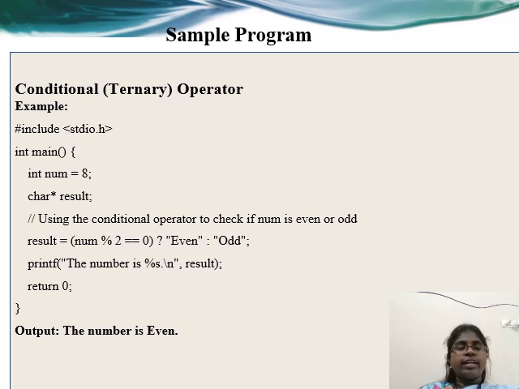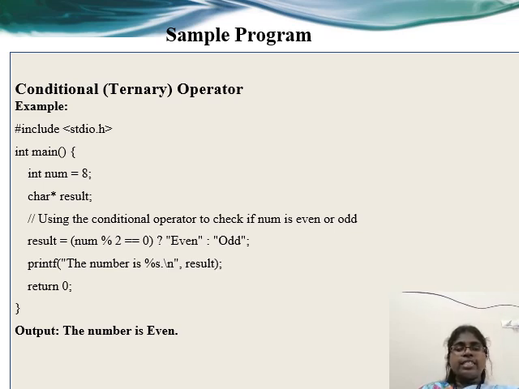If you write the header file, then we go to the main function, declare the value of the int num equal to 8, then int result. Using the conditional operator to check if the number is even or not. Result equal to num divided by 2 equal to 0. If the condition is even, another one condition is odd. Then printf statement, the number is percentage s slash n, result.